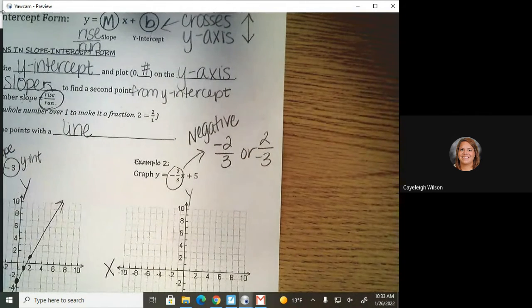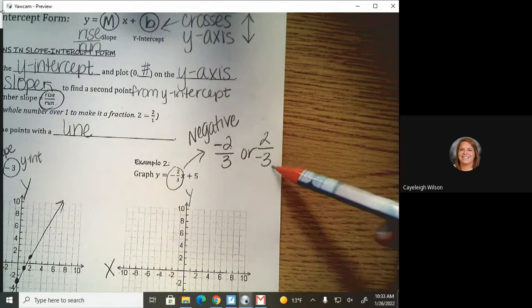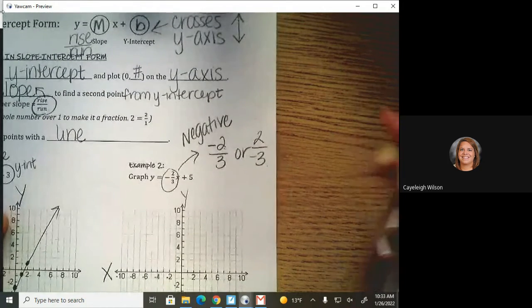Right? Stay quiet. Can anybody tell me why you could not have a negative on the top and the bottom? Timmy? Yes. Brian already knew that. So you cannot put a negative on the top and the bottom, because a negative divided by a negative is a positive. So that's why with a negative slope, that negative can only be on the top or only be on the bottom.